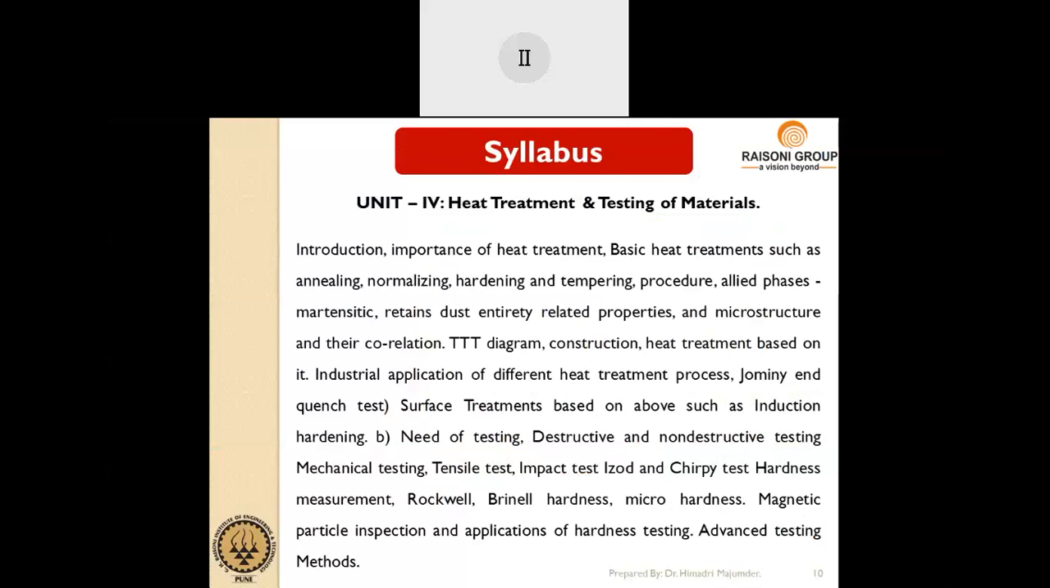So see, unit 4 is divided into two parts. First part is the heat treatment and second is the testing of material.